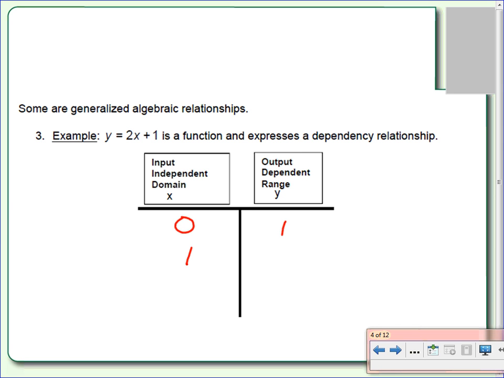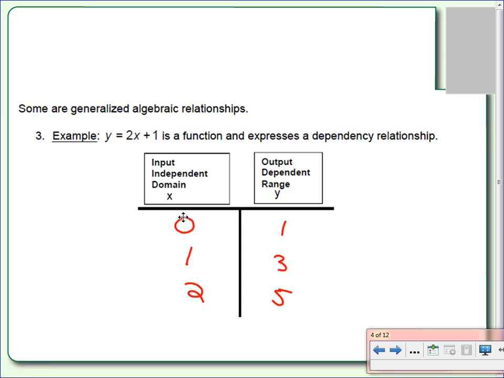What if I put a different number in? Let's say a 1. What if I input a 1 for x? I get a different output. Let's see what we get this time. 2 times 1 is 2, and 2 plus 1 is 3. So I input a 1. What do I get out? I get out a 3. Let's do one more here. What if I put a 2 in for x? The input is 2. What would I get out of it? A 5. So my x values are the input, my y values are the output. Or we call those the independent and the dependent.